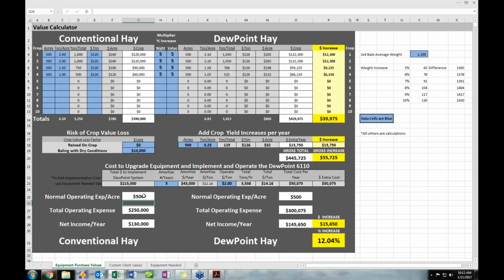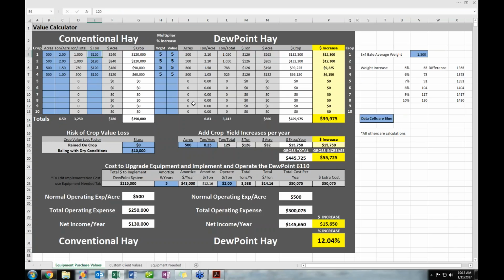So at $500 per acre, our total operating expense is $250,000. We subtract that off of our gross at $390,000, and we're left with about $130,000 of net income. That's under the conventional hay method, not using steam. This is a fairly optimistic outlook on what the total production would be and the dollars that we would actually collect on that hay that we actually bale.